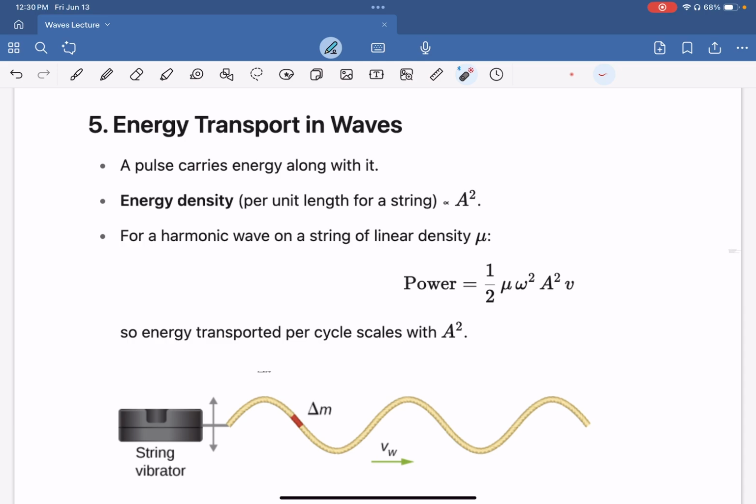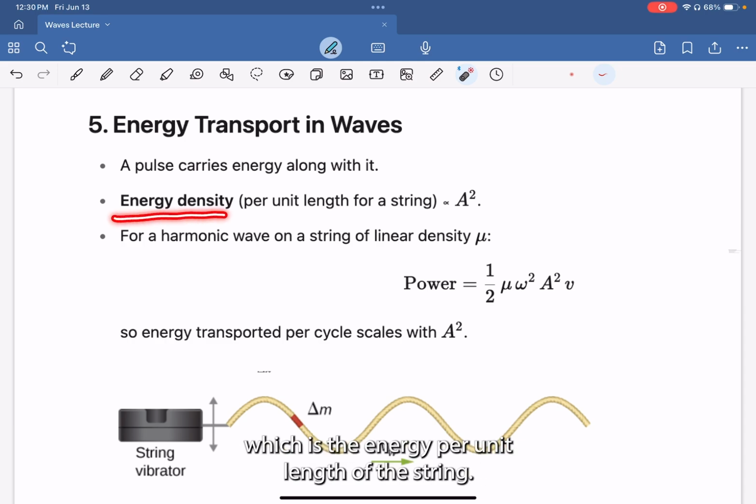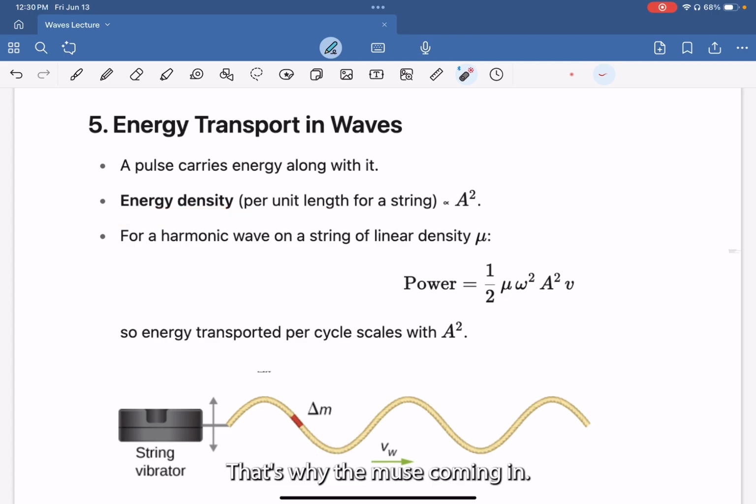Okay. First of all, we define a new quantity called energy density, which is the energy per unit length of the string. That's where the mu is coming in. The energy carried by 1 meter of a string. And we should know that it's proportional to the square of the amplitude. So while speed of the wave does not depend on the amplitude, the energy carried by a wave depends on the square of the amplitude.